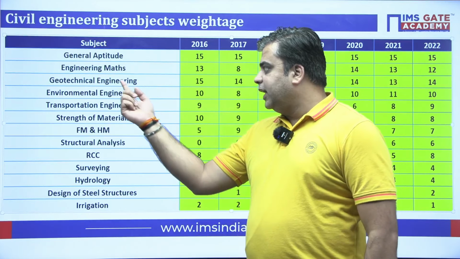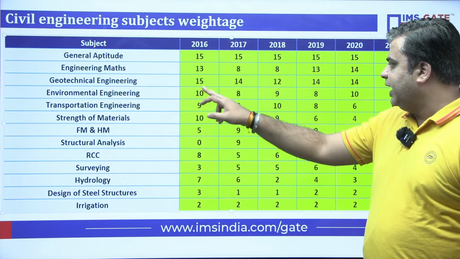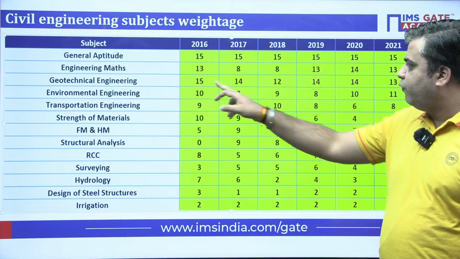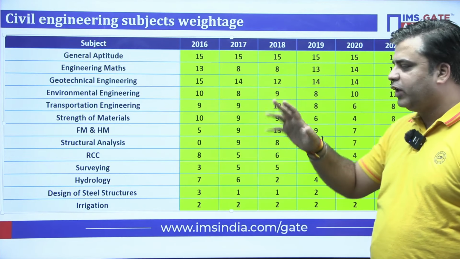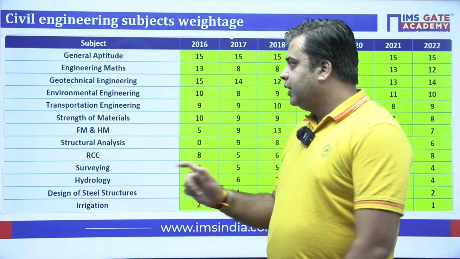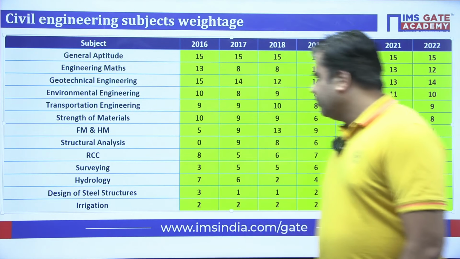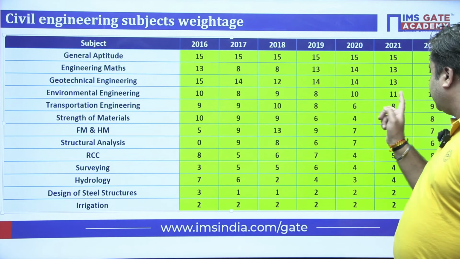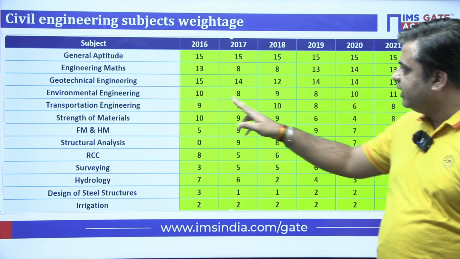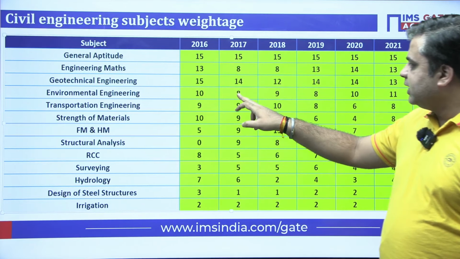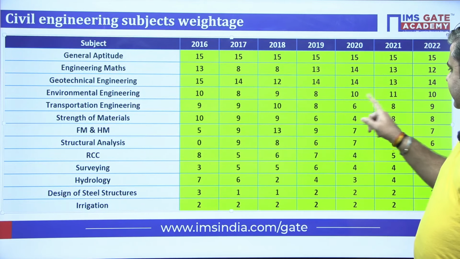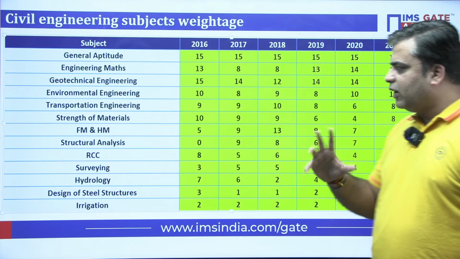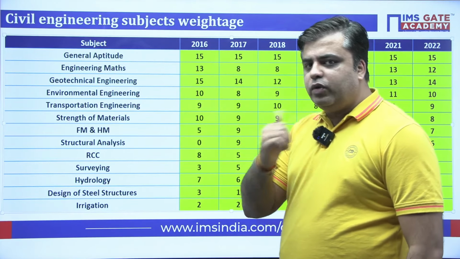Then you have geotechnical engineering, which again fluctuates in the range of 15 to 12 marks. It fluctuates a lot. Then you have environmental engineering, which fluctuates in the range of 11 to 8 marks. You can see here, for 16 it was 10 marks, 17 it was 8 marks, then 9, 8, 10, 11, 10, like that. So it fluctuates in the range of 11 to 8 marks.